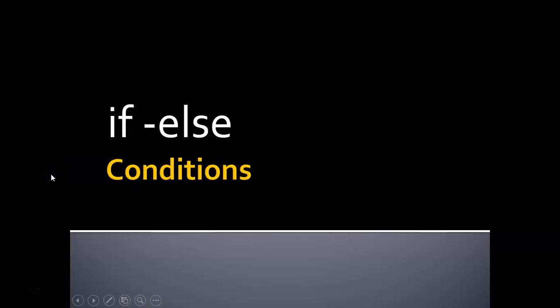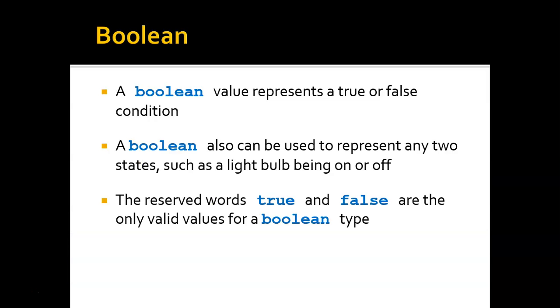Hi, in this video we're going to talk about conditional statements, usually in the form of the if-else structure. Conditionals need a Boolean value, and a Boolean value is represented by either true or false. True and false are keywords in Java, meaning that when you type true, Java knows that you're looking for a Boolean value.